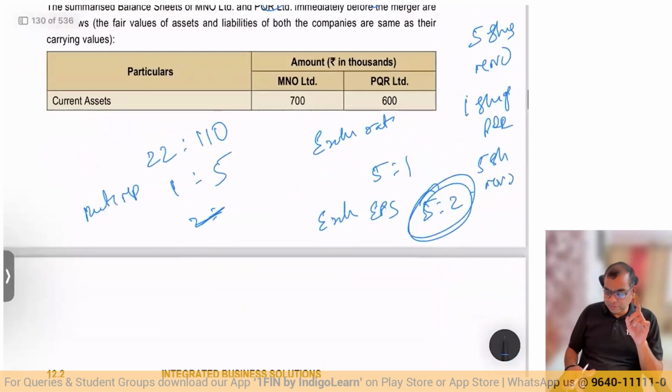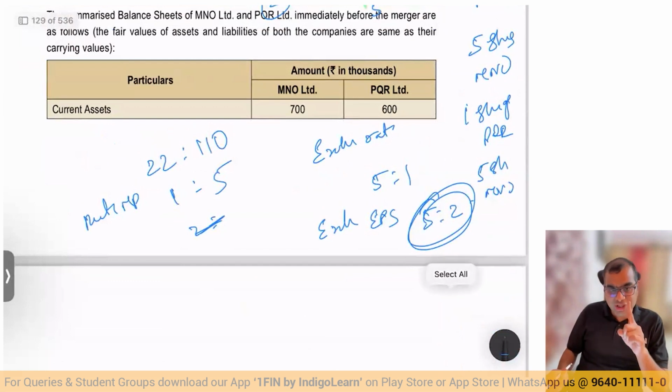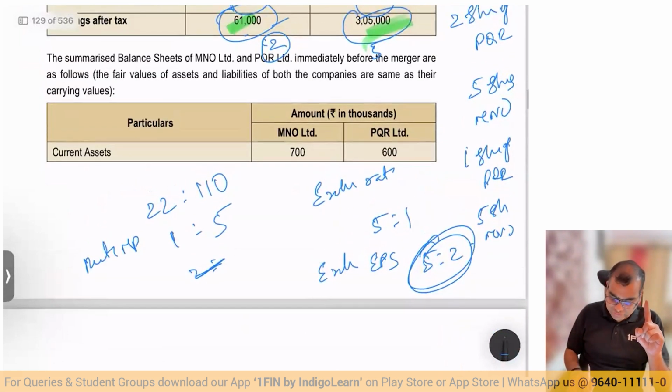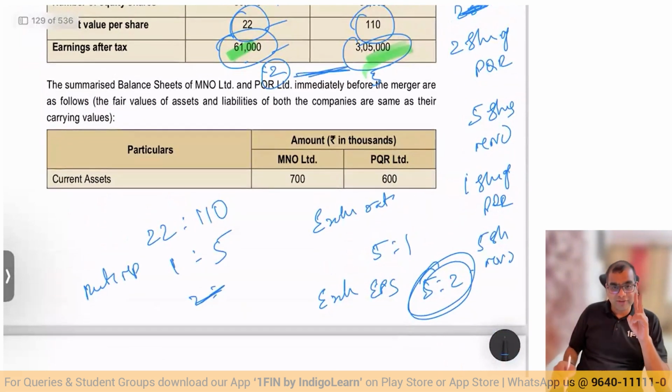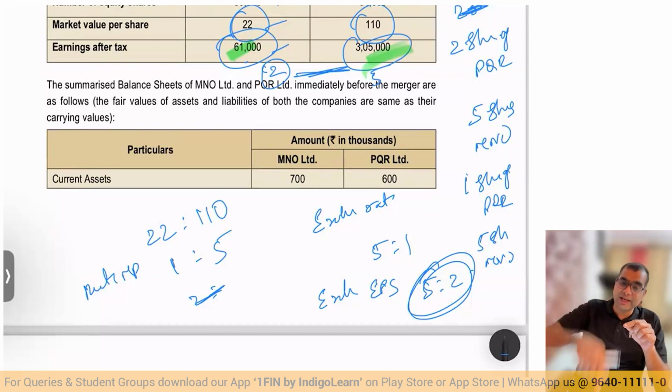In the old ratio, for every 2 shares of PQR, they got 5 shares of M&O. So I give 2 and I get 5. This was the old ratio. What he is suggesting is I will not give 2, I will give 1 and I will get 5. So he is saying I will give fewer shares and get more shares, whereas the old ratio is I give more shares and get fewer shares. So it is not an extra share, it is giving 1 share less.